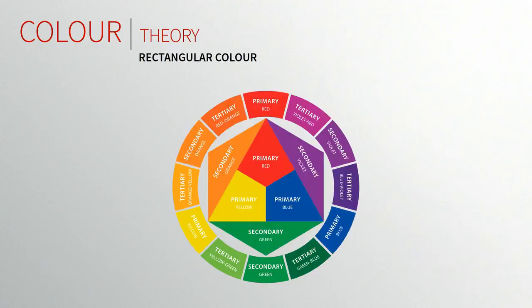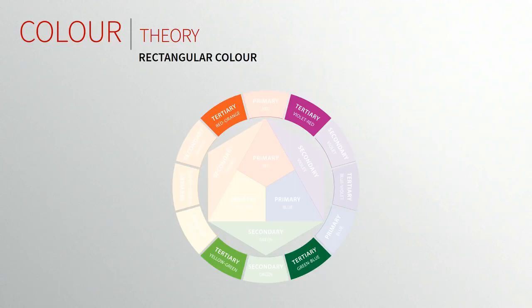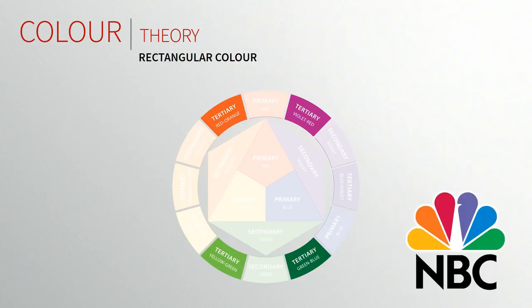Finally then we have what we call rectangular colour schemes. Now these are a little bit more complex, okay? Rectangular colour schemes, they're very hard to work with because unfortunately your design can end up looking a bit like a rainbow. And if that's what you want, that's fair enough. That's why NBC used them here to very good effect.